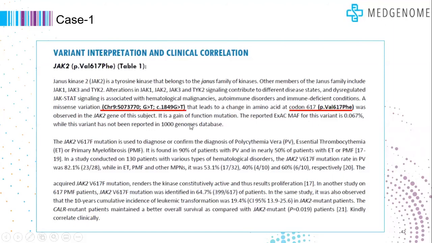Then we say it is a gain of function mutation. And as I said, we look for this mutation frequency in various public databases. In the ExAC database, the minor allele frequency is 0.067%. And it is not seen in the 1000 Genomes database at all. The 1000 Genomes database is a healthy population database. Then we go on to describe various publications most relevant to this particular mutation and the phenotype.